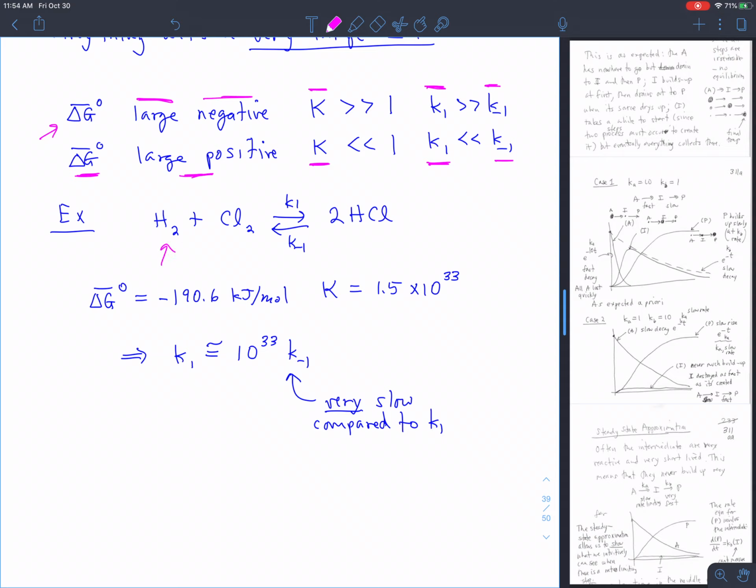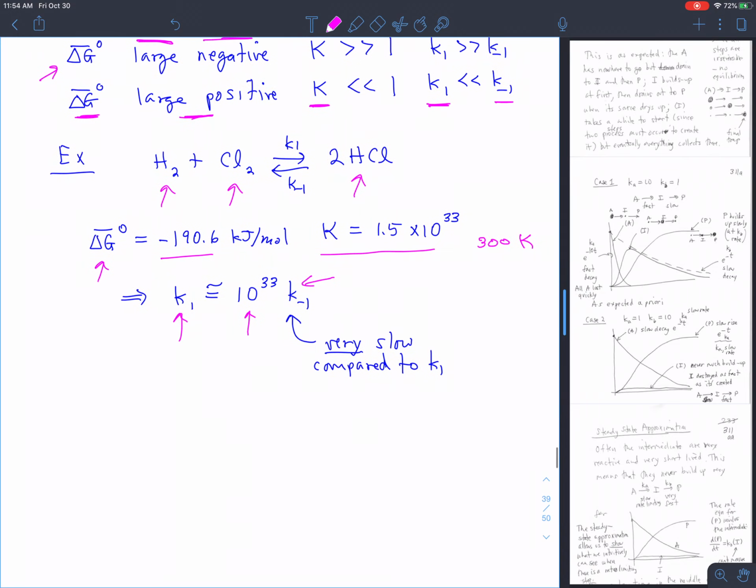Here's an example of that. Let's suppose we have this reaction, H2 plus Cl2 goes to 2HCl. I think that's an elementary reaction in both directions. Then the delta G for that reaction is minus 190.6 kilojoules per mole from the tables. And that gives you an equilibrium constant K at 300 Kelvin of 1.5 times 10 to the 33. So it's a great big equilibrium constant. There are bigger ones, but that's a big one. And that means that the forward rate constant will be 10 to the 33rd times bigger than the backward rate constant. So you can see why things behave in cases like this as if it were irreversible.